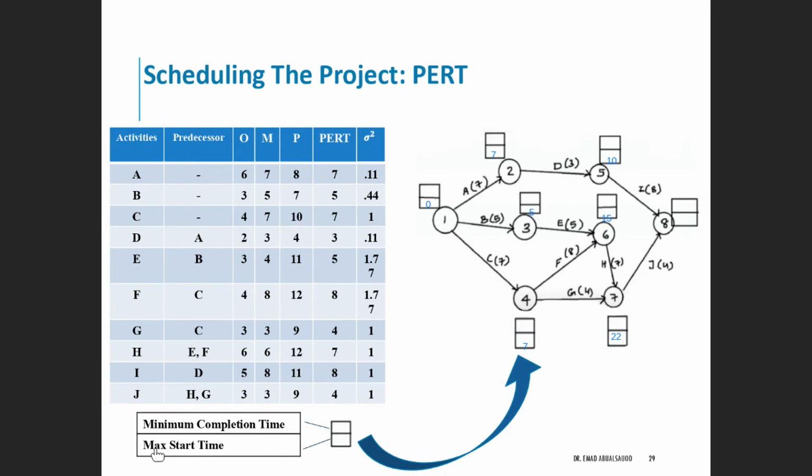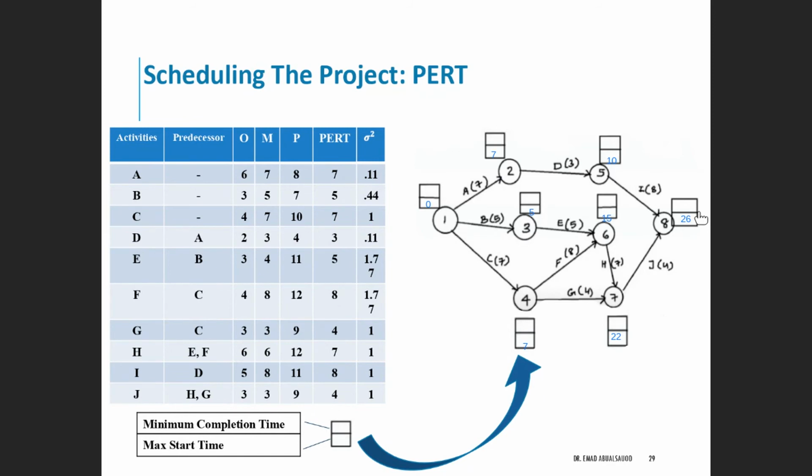We are doing the max, remember, so we take the largest. 4 plus 22 give us 26, whereas 8 plus 10 give us 18. So take the 26 and we write 26 in this box. Now we do the backward from the right to the left. So we start from node 8 to node 1.